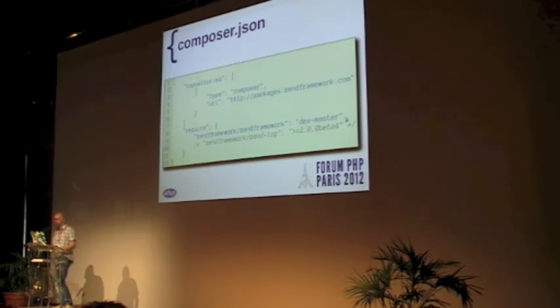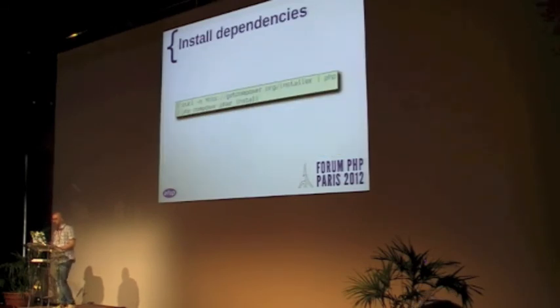Or even if you want to require a specific commit of a branch, you can put the hash of the GitHub commit as requirement. So it's a very, very nice way to manage the dependencies between different libraries, different packages in your application. And the way to install the dependencies is straightforward. Just execute the composer install command.